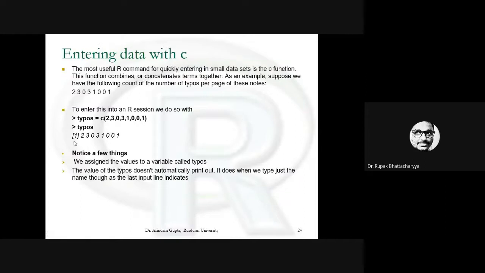How to enter data with c? Small data set through keyboard. The most useful R command for quickly entering in small data sets is the c function. c is the function. This function combines and concatenates terms together. As an example, suppose we have the following count of the number of typos per page of these notes: 2, 3, 0, 3, 1, 0, 0, 1.